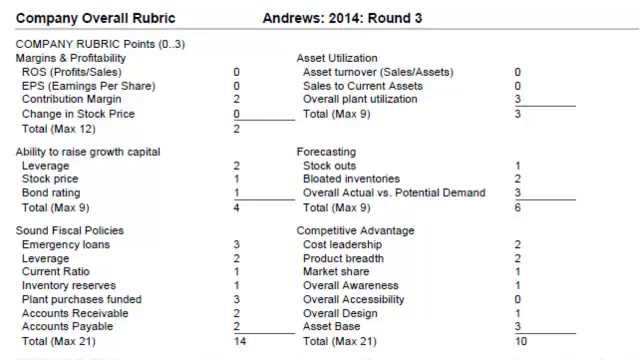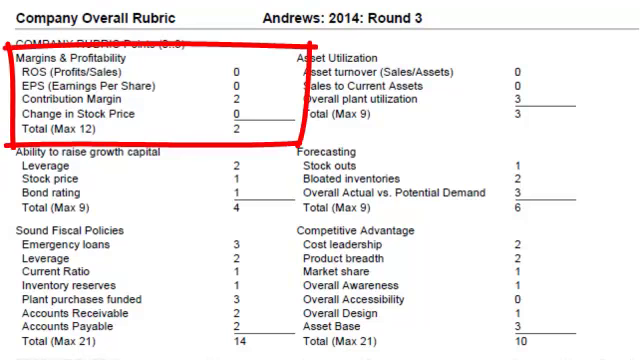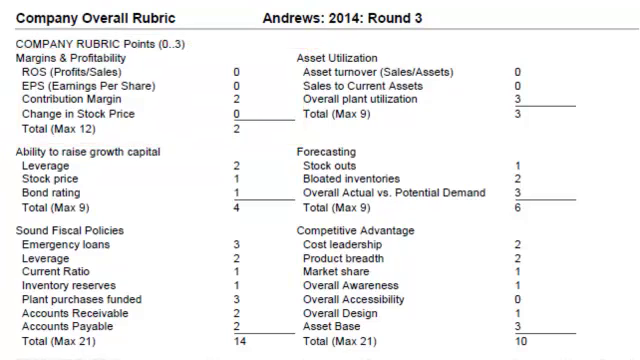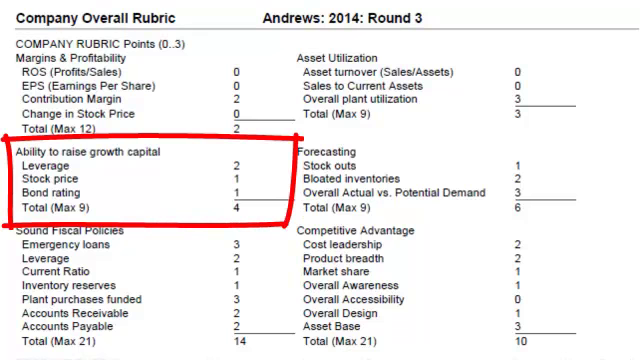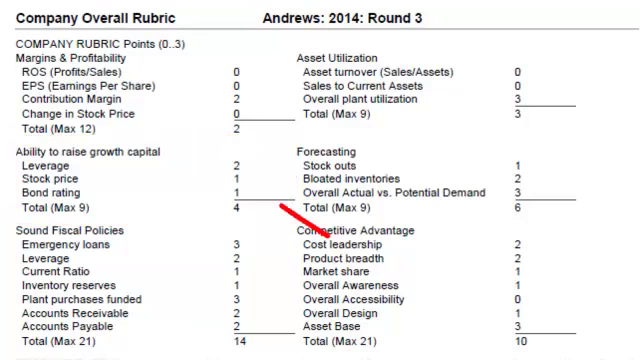Under margins of profitability, the team scored a 2 out of a possible 12. No surprise there. Their sales were just $87 million, but they did score a 2 out of a possible 3 for contribution margin. So there's hope. Their ability to raise capital, 4 points out of a possible 9. Their leverage, which we define as assets over equity, scores a 2.